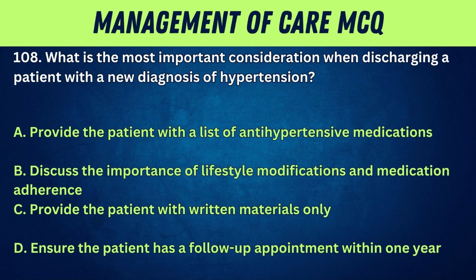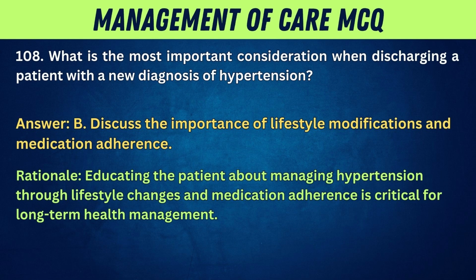108. What is the most important consideration when discharging a patient with a new diagnosis of hypertension? A. Provide the patient with a list of antihypertensive medications. B. Discuss the importance of lifestyle modifications and medication adherence. C. Provide the patient with written materials only. D. Ensure the patient has a follow-up appointment within 1 year. Answer: B. Discuss the importance of lifestyle modifications and medication adherence. Rationale: educating the patient about managing hypertension through lifestyle changes and medication adherence is critical for long-term health management.